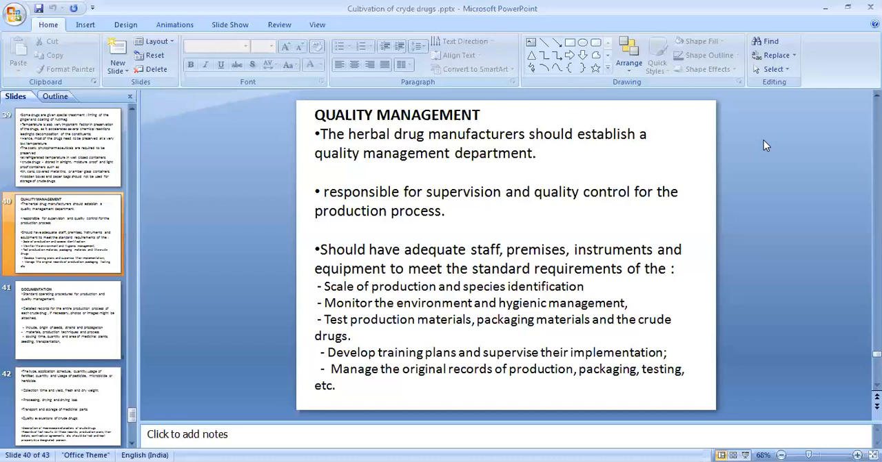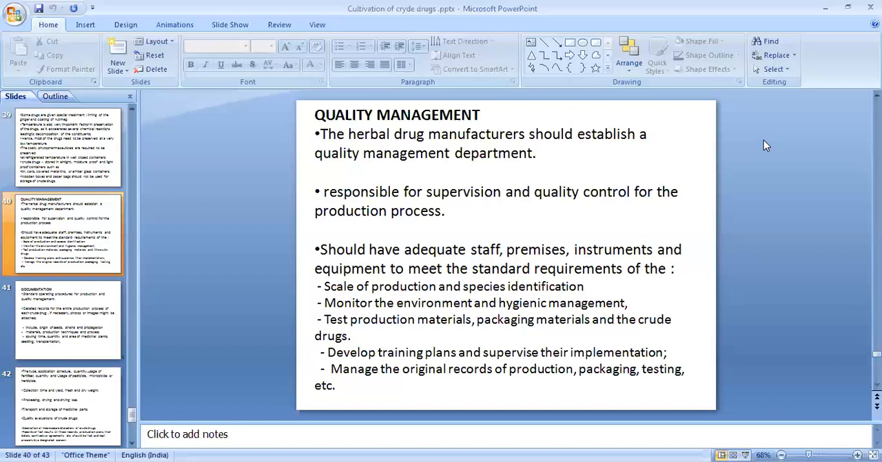They have to develop training plans and supervise their implementation, and they should manage the original records of production, packaging, and testing, etc. So these are all the functions or duties of the quality management department in the cultivation process, that is, right from the cultivation till the storage and distribution of drugs to the market.